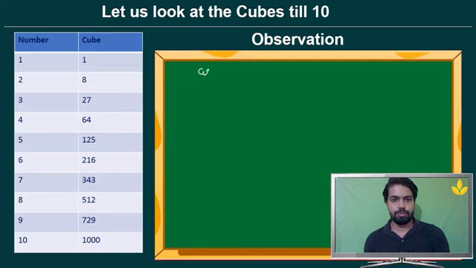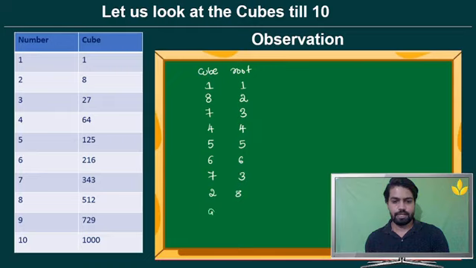A cube ending with 1, its root will end with 1 only. A perfect cube ending with 8, its root will end with 2 only. A perfect cube ending with 7, its root will end with 3. A perfect cube ending with 4, its root will end with 4. A perfect cube ending with 5, its root will end with 5. And 6, it's 6. And for 7, it is 3. And for 2, it is 8. And for 9, it is 9. And for 0, it is always 0.